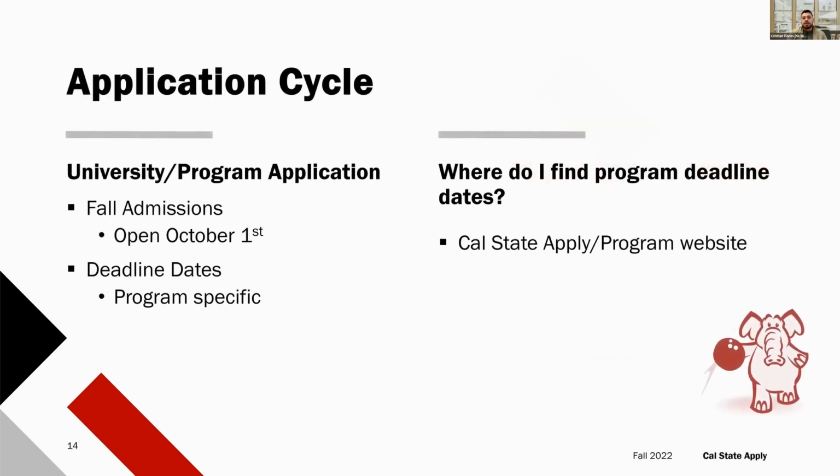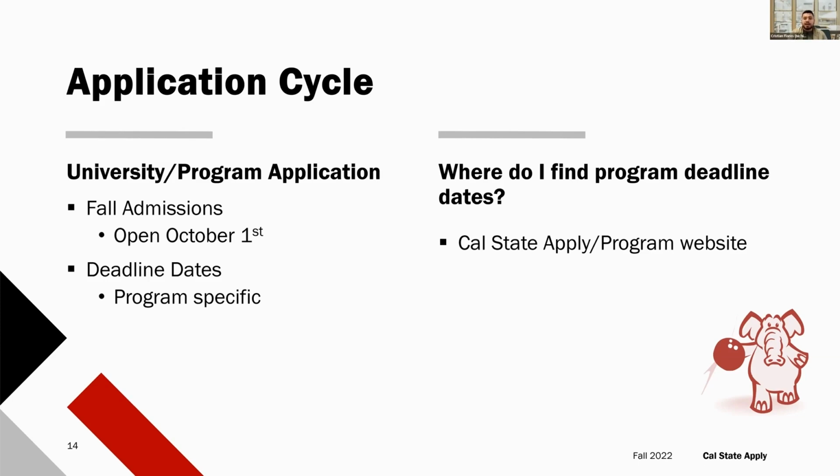Let's talk about the application cycle. The application cycle opened up on October 1st, and every single program will have a different deadline. Some programs might have similar deadlines. For example, the social work programs, I believe, are around the second week of January. I believe our program is January 14th. Some other CSUs may be January 15th, 16th, or 13th, usually around that week. You can find those deadlines on the program website, and you can also find them on Cal State Apply.